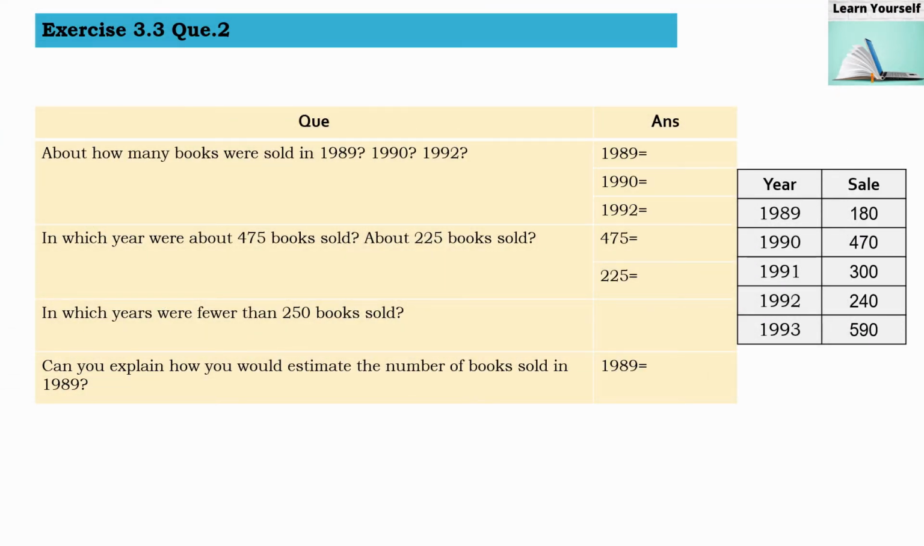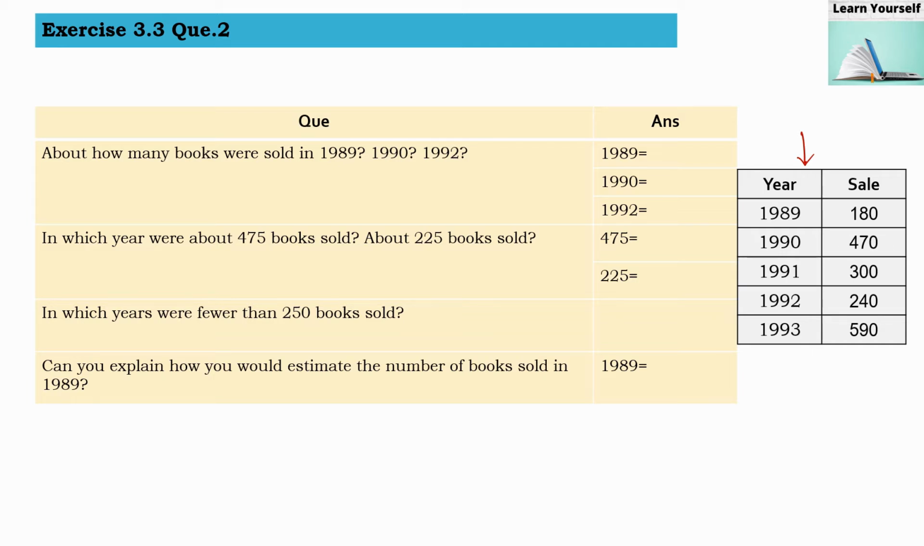Now we have to answer some of the questions based on the bar graph. So here I have noted down the readings which we got from the bar graph, that in year 1989 the sale was 180. Similarly for 1990, 91, 92 and 93 I have taken the readings here that we got from the bar graph. Now we have to answer this question. First question is about how many books were sold in 1989, 1990 and 1992.